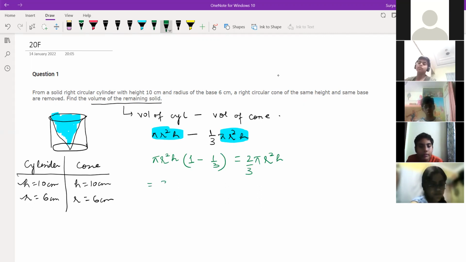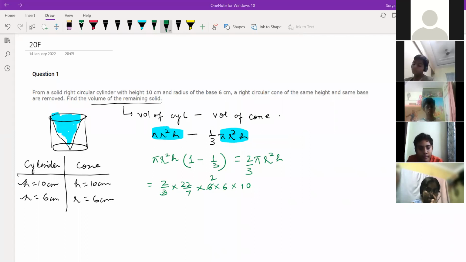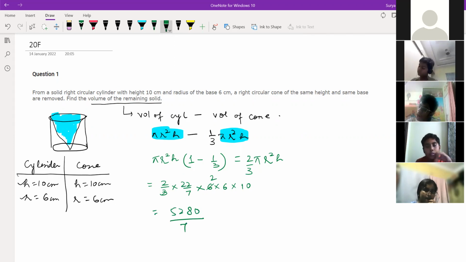So we can write it down as 2 by 3, 22 by 7, radius is 6 into 6 and height is 10. So 3 2s are 6. So what answer do we get here? 5280 by 7. 5280 divided by 7, if you divide it, you will get 754 and then 2 by 7.